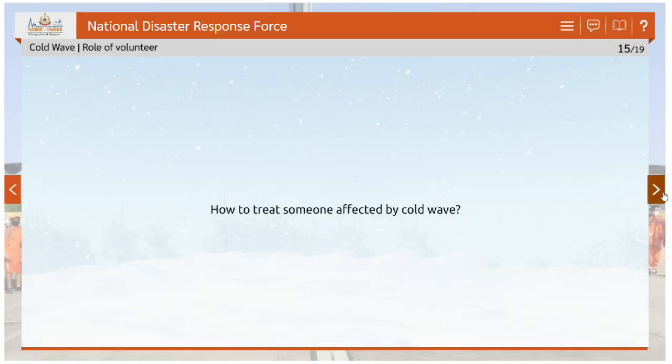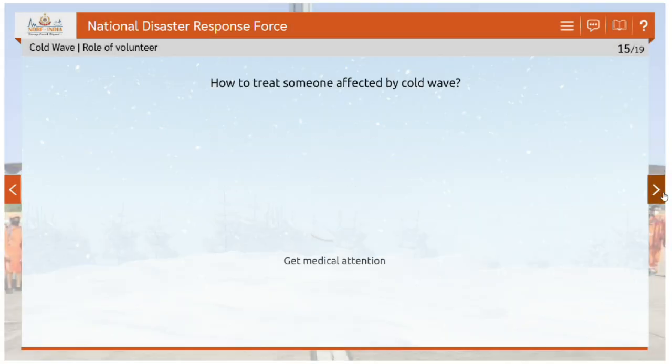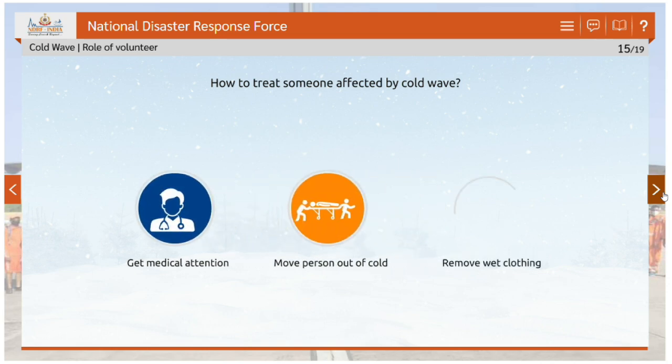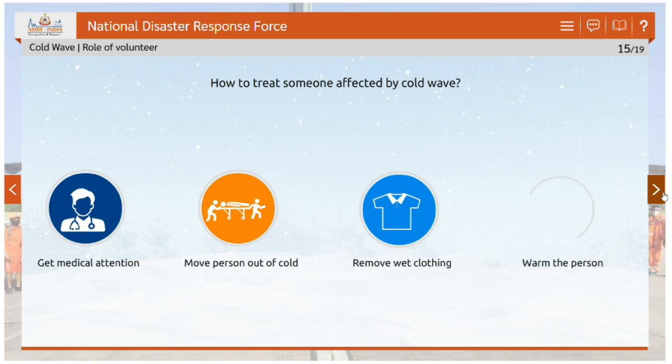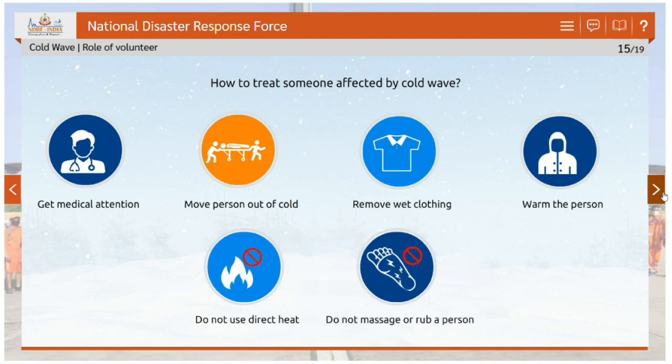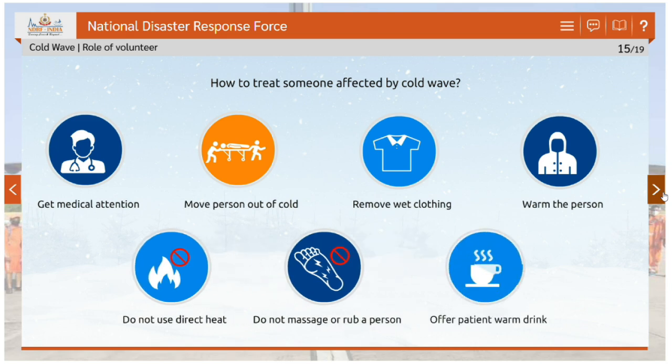How to treat someone affected by cold wave? Get medical attention. Move the person out of the cold, remove wet clothing. Warm the person at the center of the body: chest, neck, head, groin. Do not use direct heat, use warm blankets, towels, wrapped warm water bottles or skin-to-skin contact. Do not massage or rub the person. Keep the person still. If a person is awake, warm drinks can help.